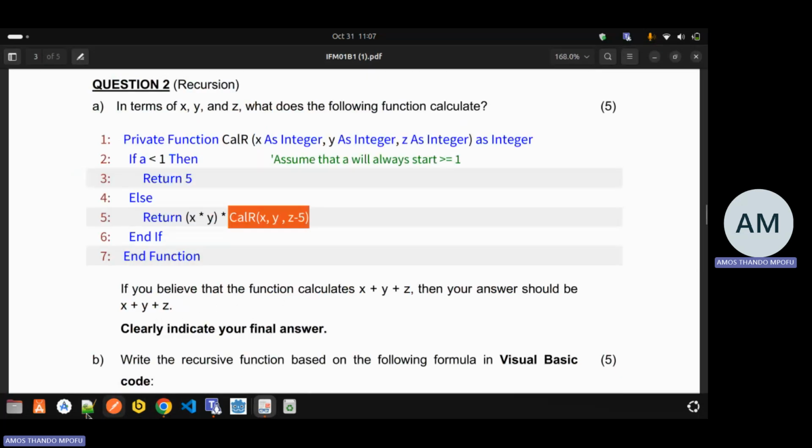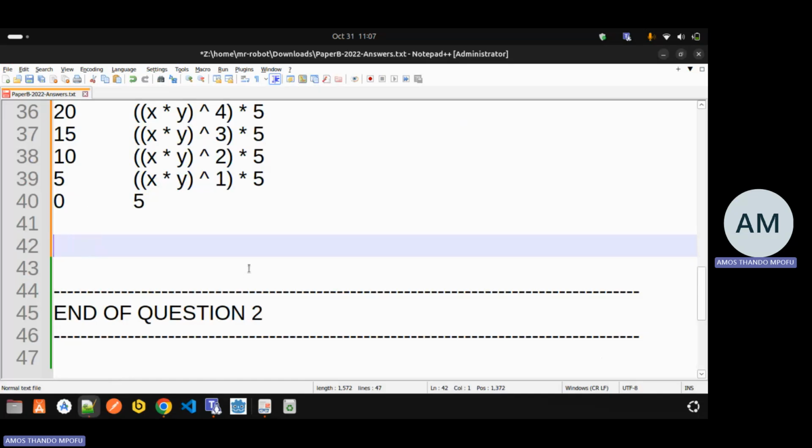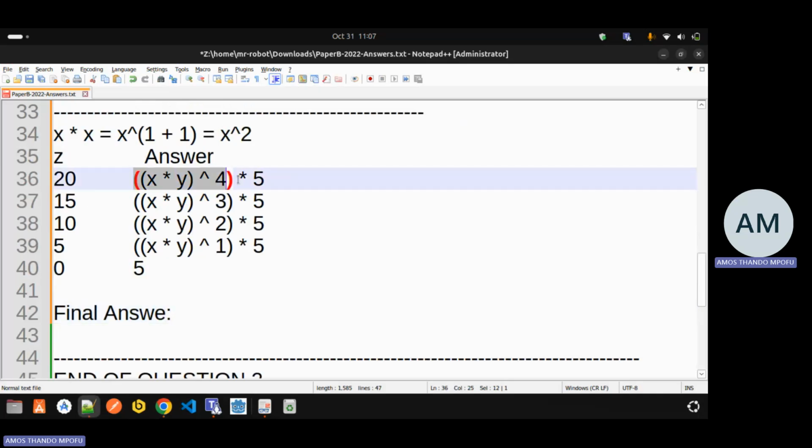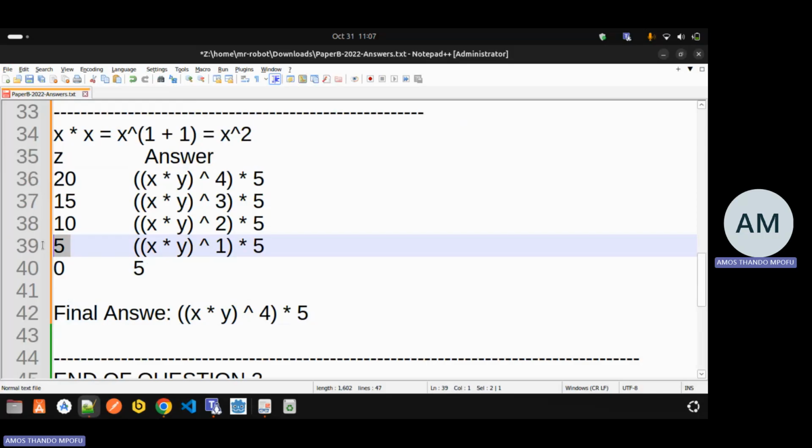But then remember, this is code. I'm just going to say final answer is equal to, I just choose any one of them. Even here, 5 divided by 5 is what? It's 1. So yeah, our formula does satisfy the equation.